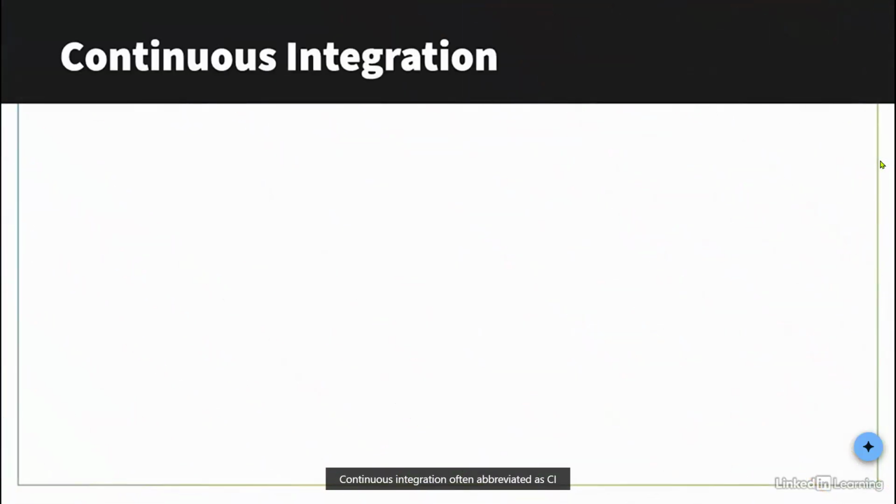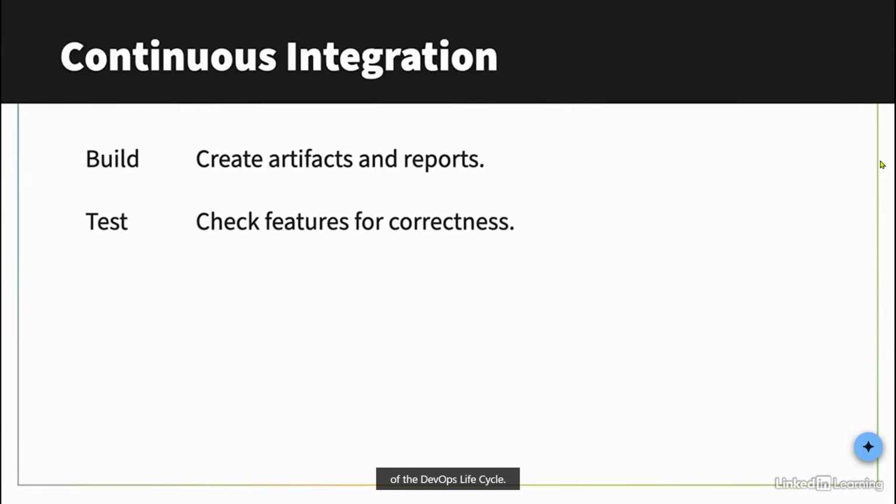Continuous integration, often abbreviated as CI, is tied to the build and test phases of the DevOps lifecycle. The main goal of continuous integration is to find and resolve problems early in the development cycle. These steps also produce an artifact that can be deployed.